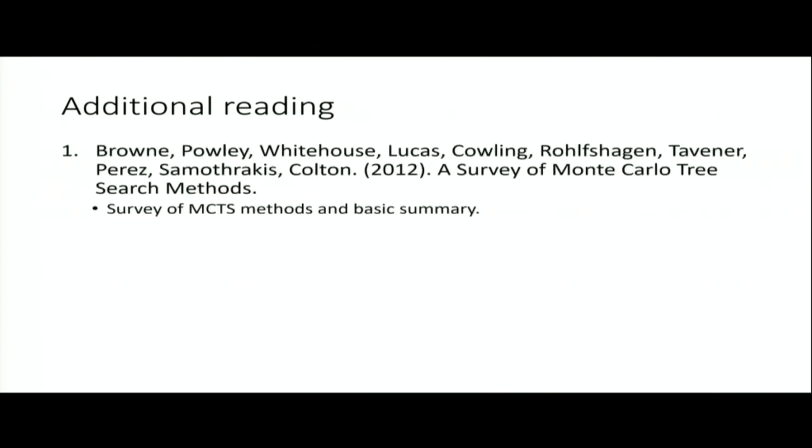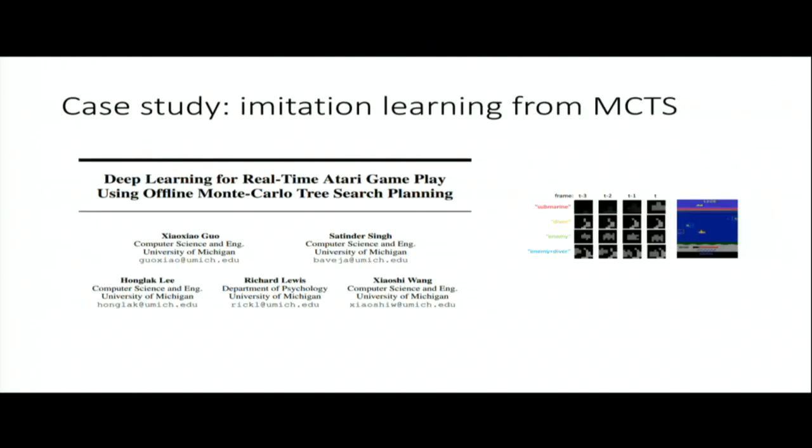And a few additional readings if you want to learn more about Monte Carlo tree search. This is a survey of MCTS methods with a nice basic summary. And it also outlines a few different options for score functions and the tree policy. And here is an example paper that used a combination of Monte Carlo tree search and supervised learning to learn to play Atari games. So this is by Xiaoxia Guo from University of Michigan. And what they did in this paper is they had a Monte Carlo tree search planner playing Atari games.